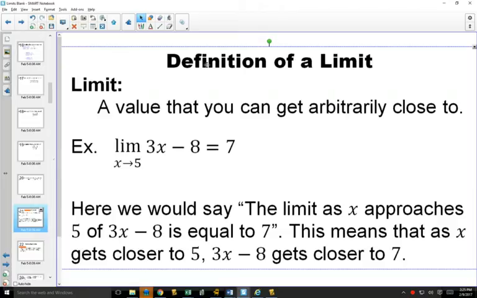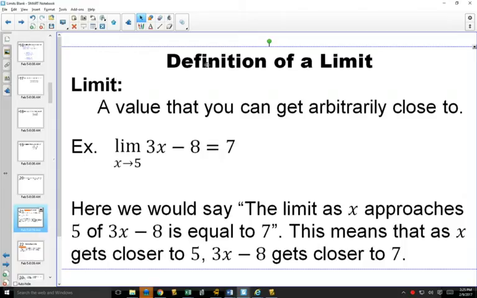And then here we have the expression, 3x minus 8. So this one should be really obvious. When x gets close to 5, it should get close to 7. Because if you plug in 5, 3 times 5 minus 8 is 7. If you plugged in something close to 5, like 4.99, it would be close to 7.